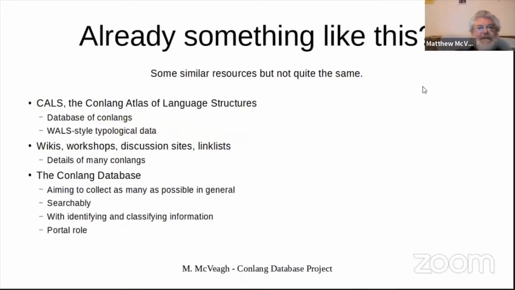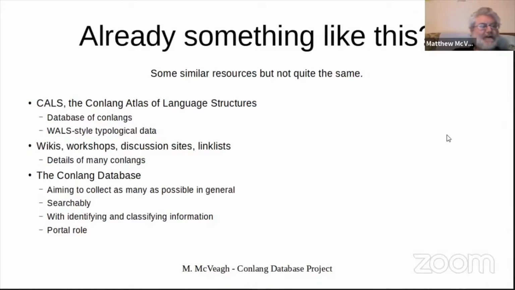Now, what a lot of people ask is, well, isn't there already something like this? Our answer is that there are some similar resources out there, but not quite the same. The obvious comparison is with CALS, the Conlang Atlas of Language Structures, which is also hosted by the LCS and has been going some years, and it is also a database of conlangs. It has, I think, over 1,000.